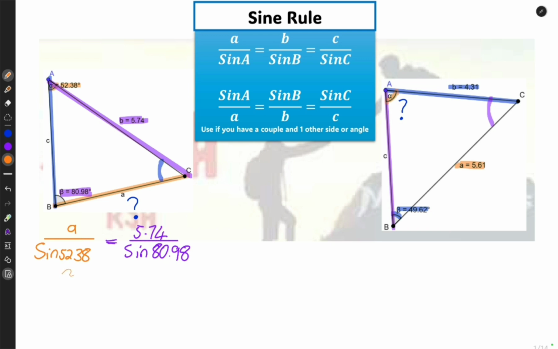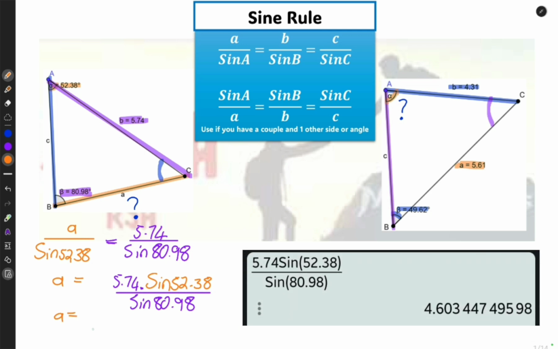So in this case, I will have to use my algebra skills and see A is going to stay where it is, but I'm going to multiply this sine 52.38 over to the other side, and the purple things are just going to stay where it is, 5.74, and that's all over sine 80.98. Now I can just type it in the calculator and find the correct answer. And my calculator tells me this answer is 4.60, and normally I just round off to 2 places, so that is the answer.